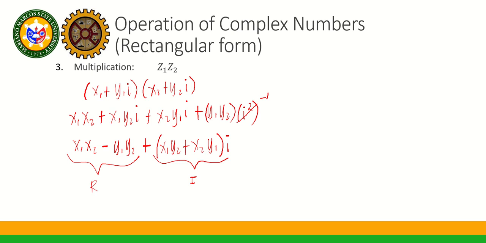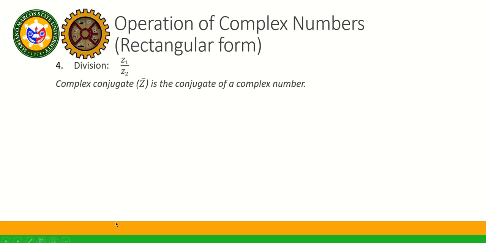Okay, so our next operation will be division. So, z sub 1 over z sub 2. The complex conjugate, or z bar, is the conjugate of a complex number. When we say conjugate, for example, our z is equal to x plus yi, then yung complex conjugate natin will be x minus yi. So, nagbabago yung operation niya.